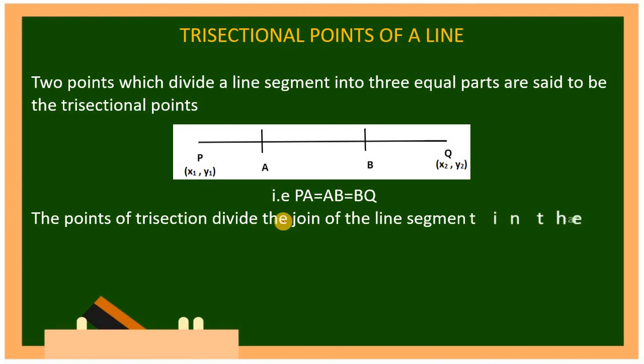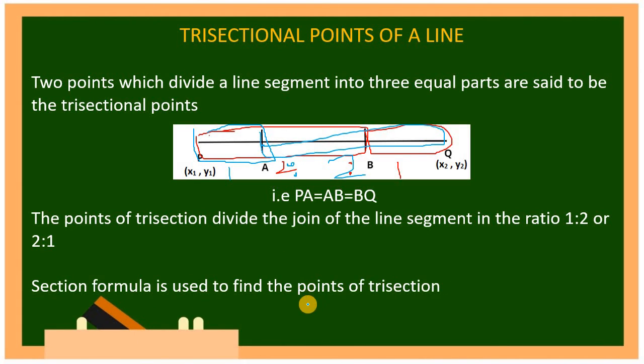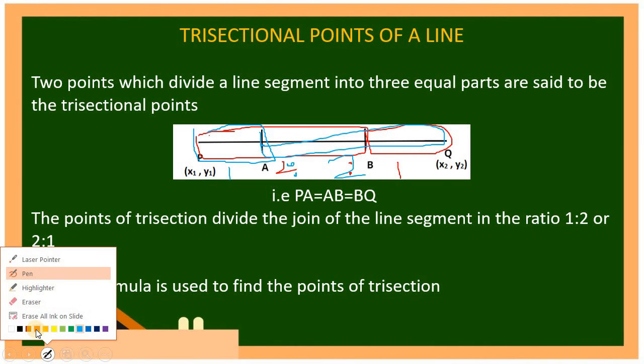The points of trisection divide the line segment in the ratio 1:2 or 2:1. Let's say from P to B is 2 parts and B to Q is 1 part. So, this is 2:1 ratio. Now let us take a new color and I will show you 1:2. PA is 1 part and from A to Q is 2 parts. So this is 1:2. The section formula is used to find the points of trisection.